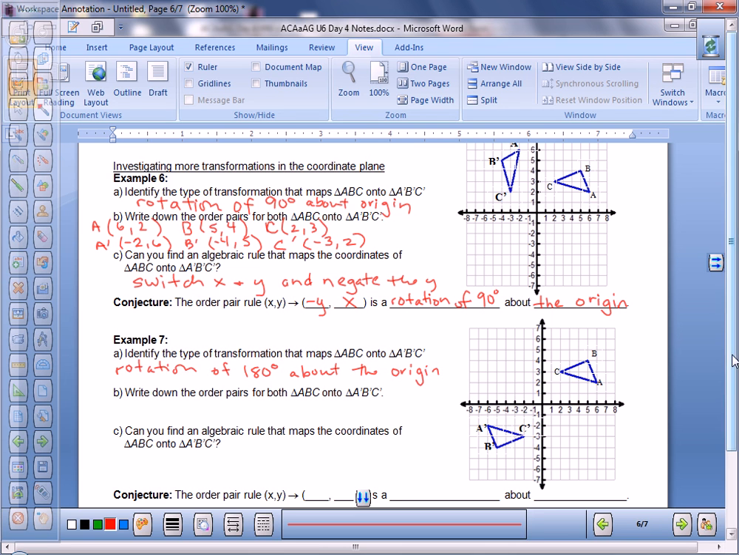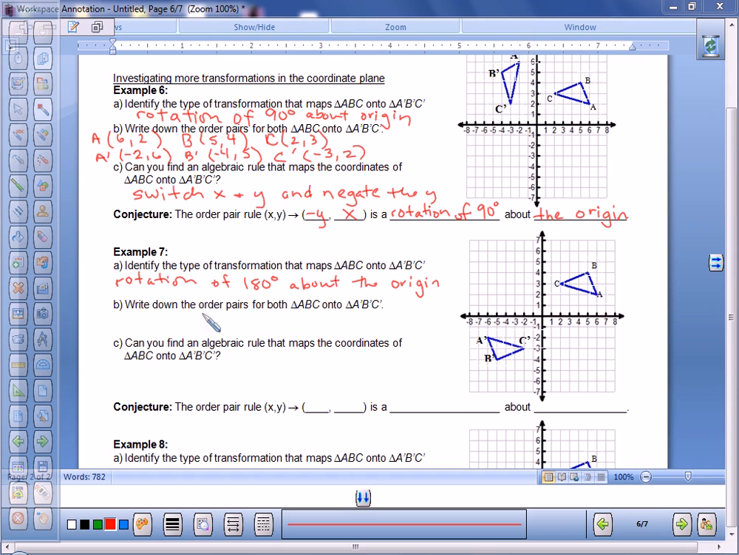Okay, we already have A, B, C here. It says to write them again. I'm okay not writing them again. It didn't move. It's in the same spot. So let's just do A prime, B prime, C prime. What is A prime? -6, -2. What is B prime? -5, -4. And C prime? -2, -3.